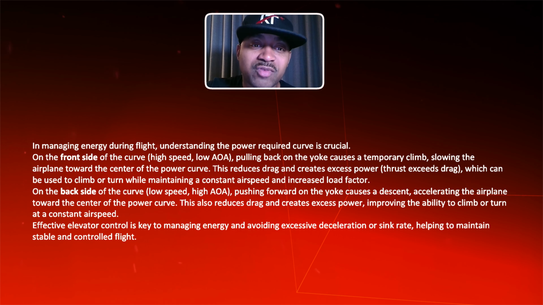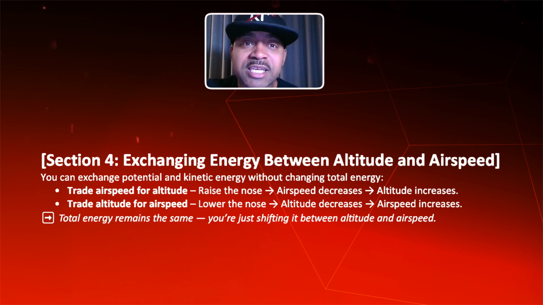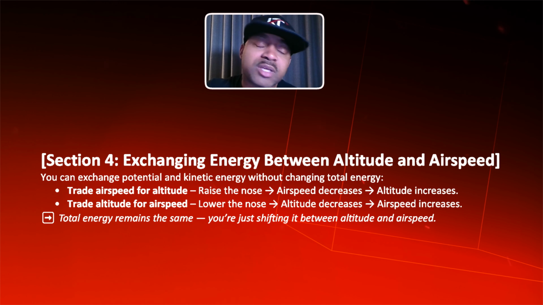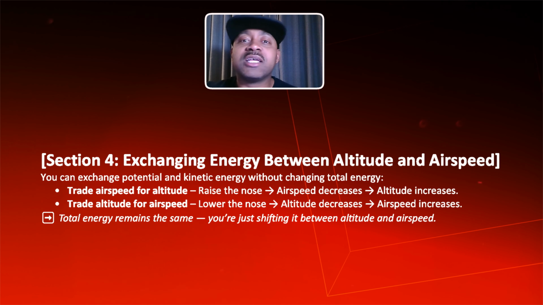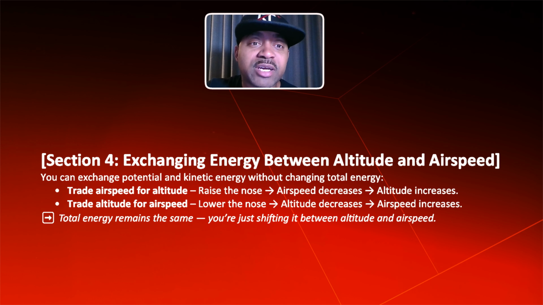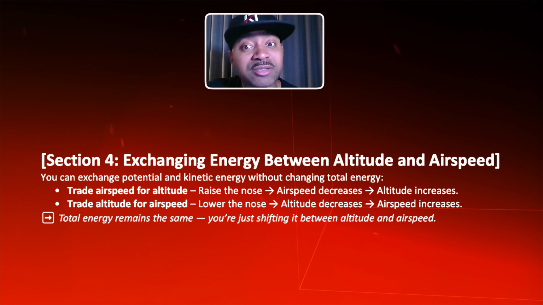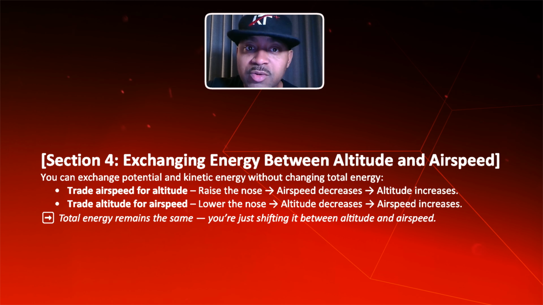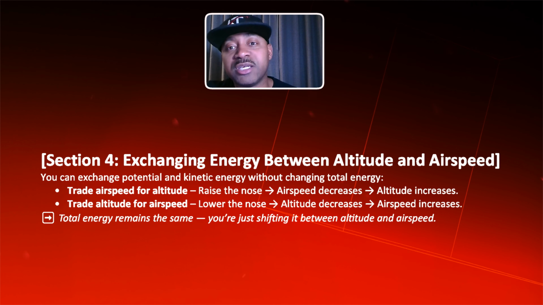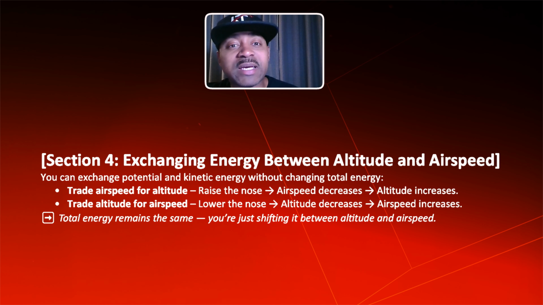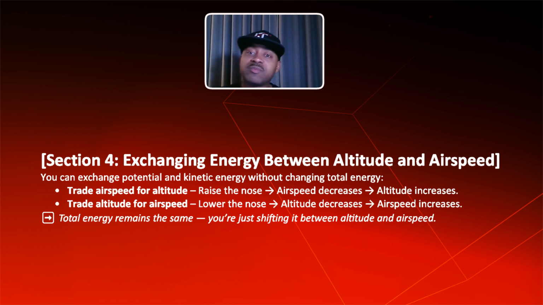Now, when we talk about exchanging energy between altitude and airspeed, we've got this chart here that breaks it down. Because we talked about before, we've got potential energy and we've got kinetic energy. We can trade airspeed for altitude by raising the nose. The airspeed decreases, but your altitude increases. And we can also trade altitude for airspeed by lowering the nose, which will cause the altitude to decrease and airspeed to increase. But the total energy in the system remains the same. You're just shifting between altitude and airspeed.